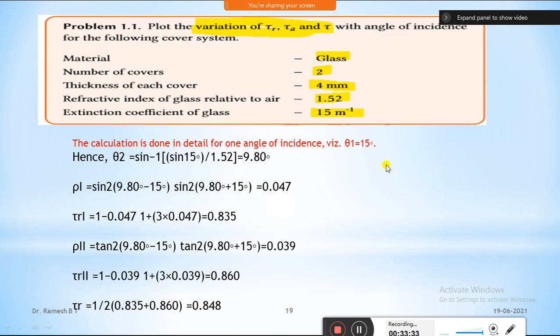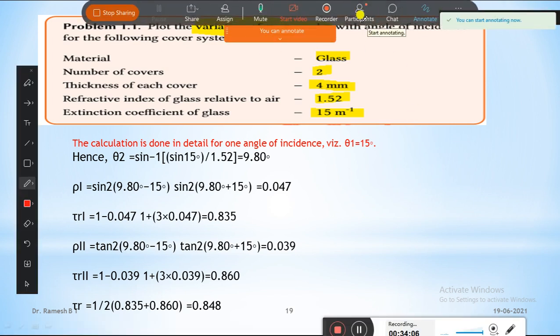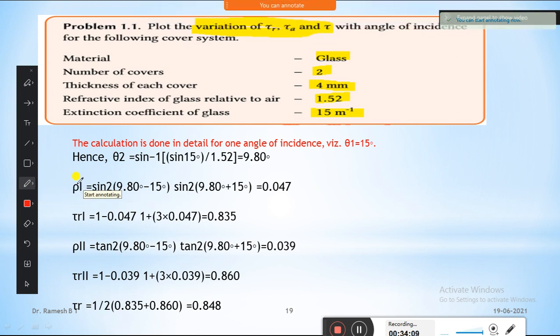So the thickness delta C is 4 mm, and the refractive index of that glass relative to air, the ratio n2 by n1, is given as 1.52. The extinction coefficient of the glass, the K value, is given as 15 per meter. So these are the data they have given. Clear? By using this data, you have to plot tau R, tau A as well as tau. You have to draw that graph.